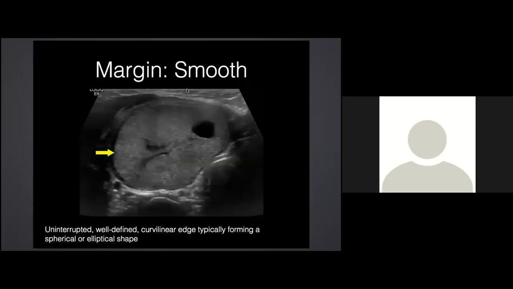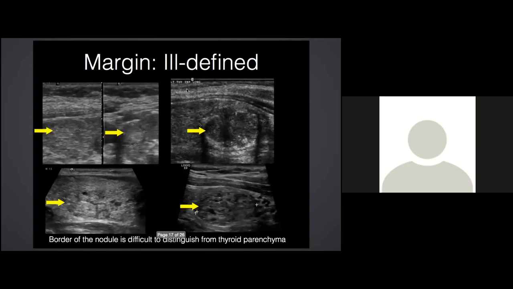So coming to margins, this is an example of a smooth margin, which is an uninterrupted, well-defined, curvy linear edge, typically forming a spherical or elliptical shape. And again, you see some cystic areas in this nodule as well. And these are examples of the ill-defined margins, irregular, ill-defined margins.